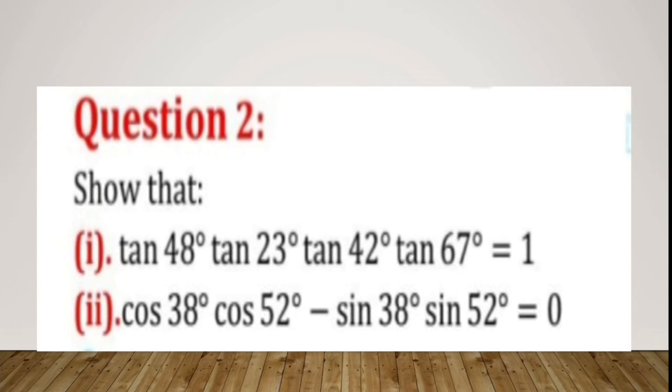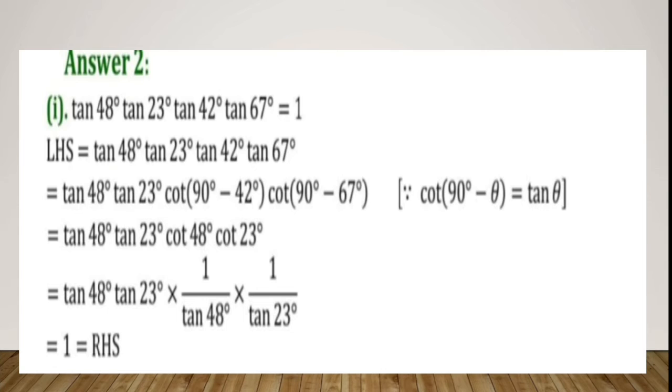Now question number 2, show that the value of the LHS of the first part is equal to 1 and the value of the LHS of the second part is equal to 0. So let us start with the first one. Given that tan 48 into tan 23 into tan 42 into tan 67 equals 1. So let's take the solution.